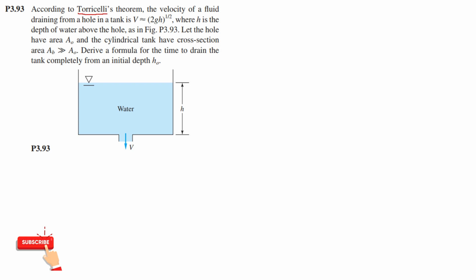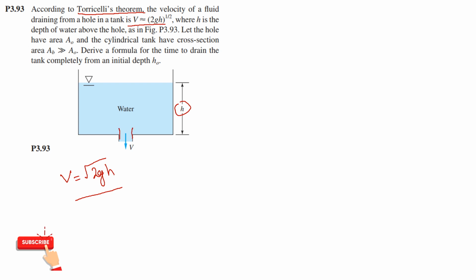You already know that to find the velocity of a jet that is exiting a large reservoir, V is equal to under root 2gh. So this is what Torricelli derived, and this is known as Torricelli's theorem. The velocity of a fluid draining from a hole is this much, that we just saw, where h is the depth of the water above the hole. This is the depth of the water above the hole. This is the hole.